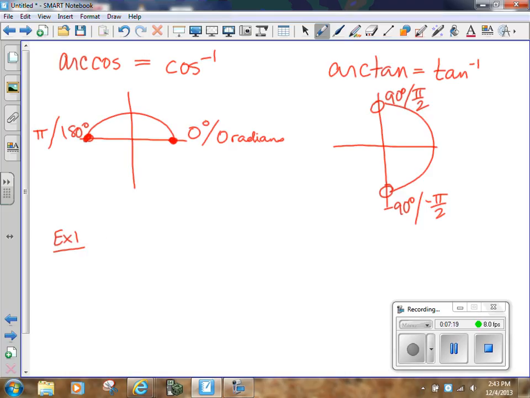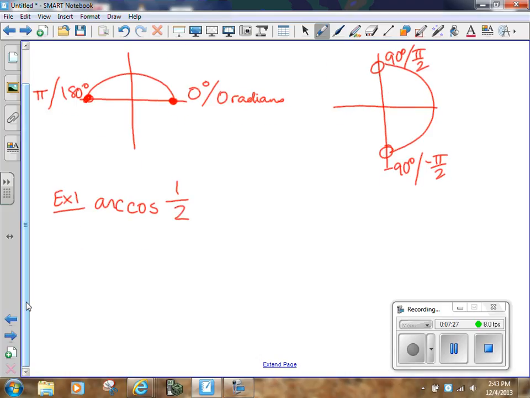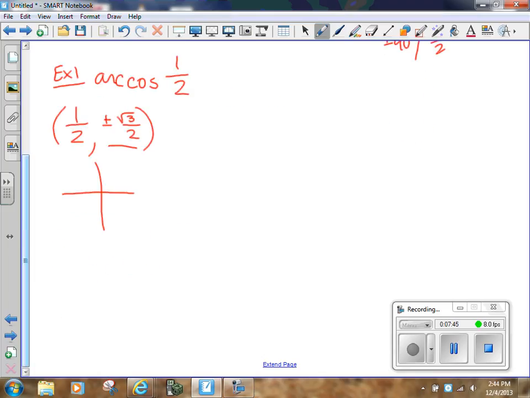Let's say that I gave you arccosine of positive 1/2. So now what are we thinking? On arcsine, that value was the last one, right? This is the first one. So that means your second piece of the ordered pair has to be plus or minus root 3 over 2. That's an increment of what? Pi over 3. Yeah, it's 3, 2, 1. It's going to be positive, positive, positive, negative.